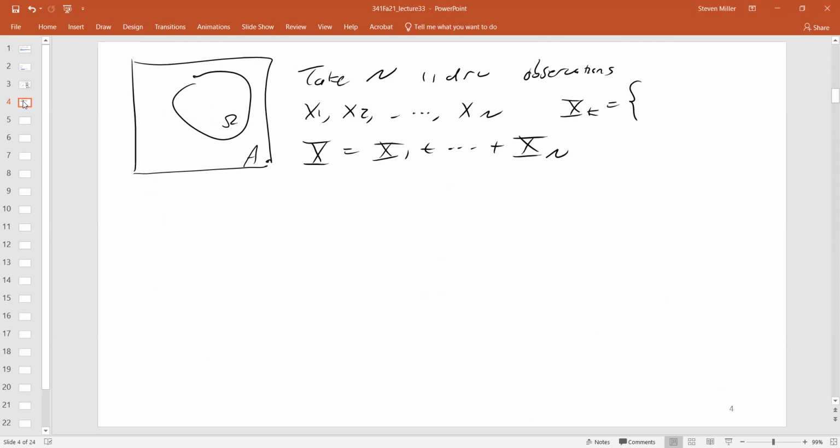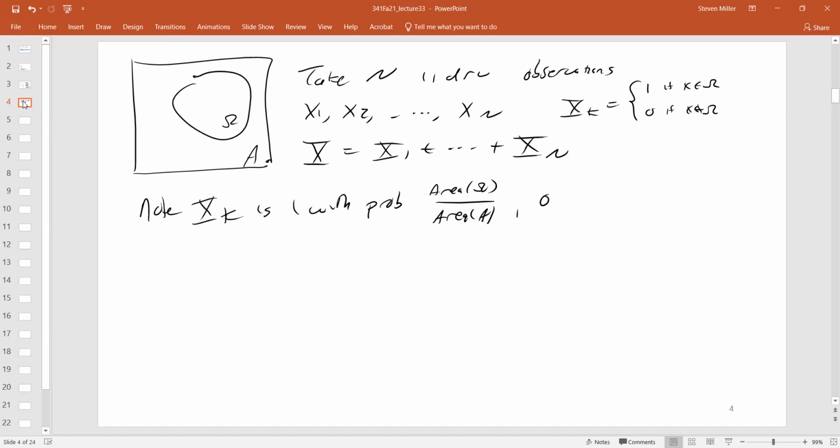Xk takes on two values: 1 if x is in omega, 0 if x is not in omega. What's the probability we take on the value of 1? Note xk is 1 with probability area of omega over area A, 0 otherwise.